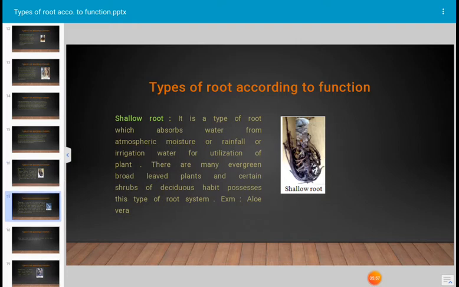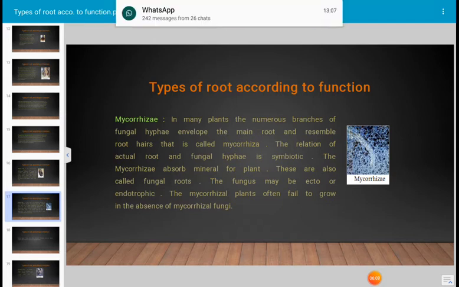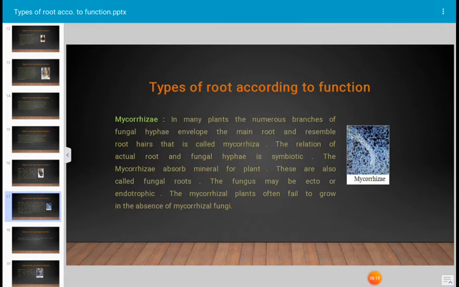Example is aloe vera. Mycorrhiza. In many plants, the numerous branches of fungal hyphae envelop the main root and resemble root hairs. That is called mycorrhiza. The relation of actual root and the fungal hyphae is symbiotic, that is mutually beneficial to each other. The mycorrhiza absorb minerals for the plant.